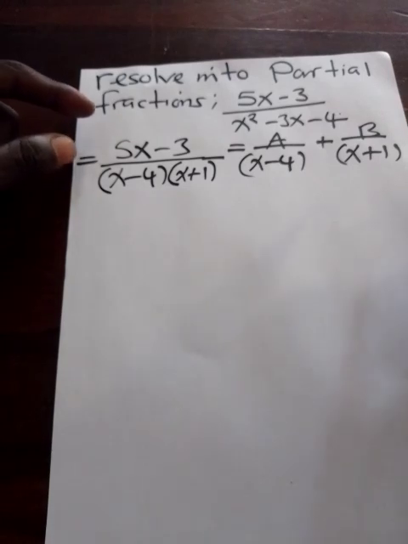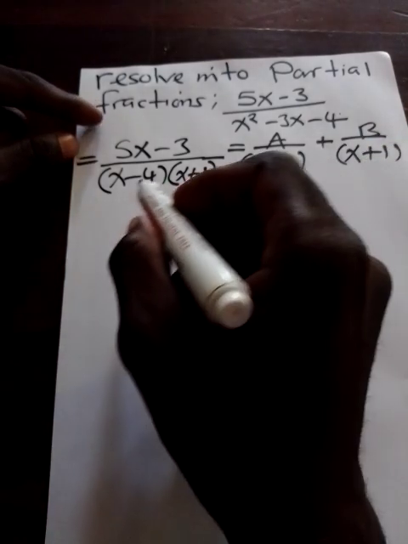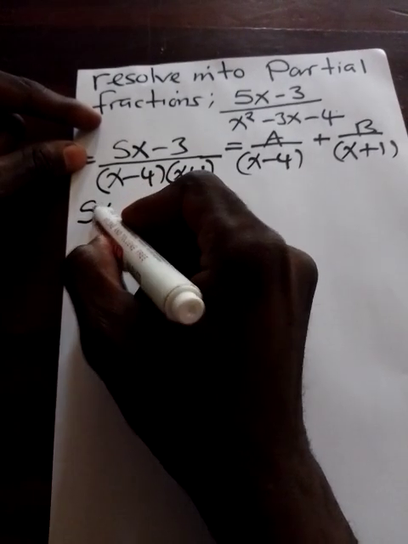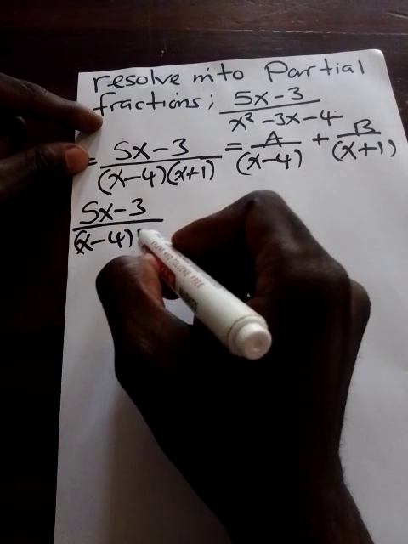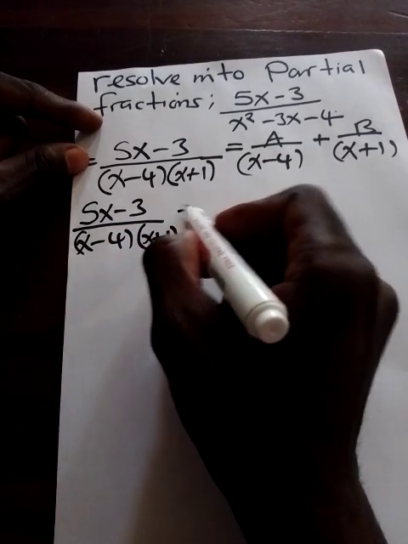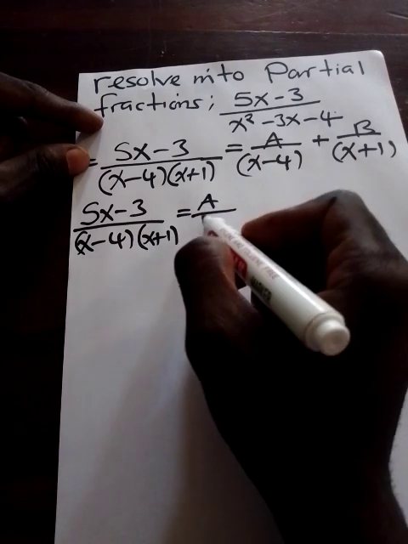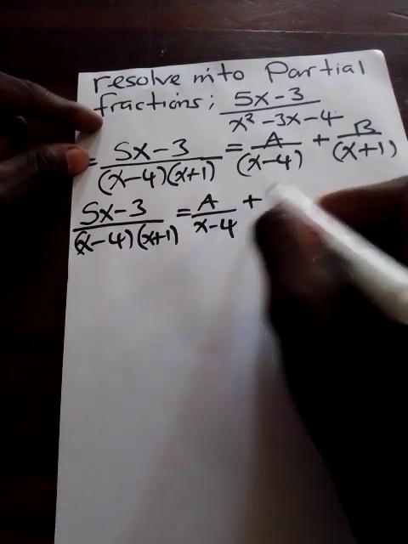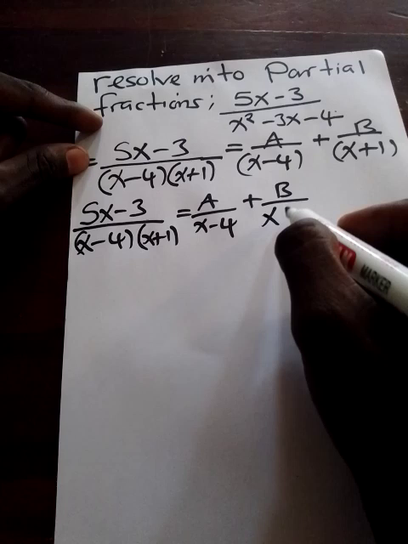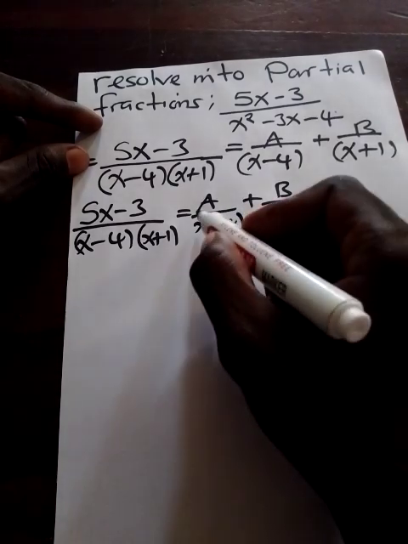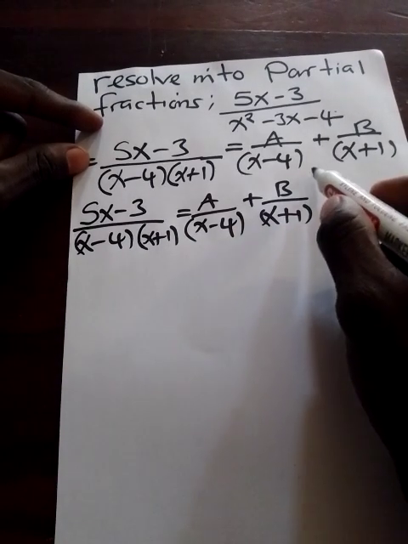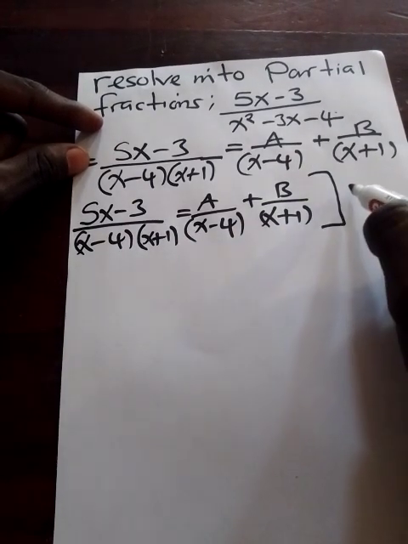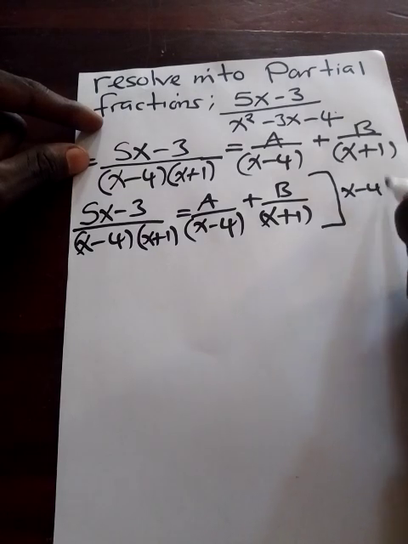So how do we resolve this into partial fractions? Let me write this one here. This is (5x minus 3) over (x minus 4)(x plus 1), which is equal to A over (x minus 4) plus B over (x plus 1). At this stage we must get rid of the denominators. The only way we can do that is by multiplying with the common denominator, which is (x minus 4)(x plus 1).